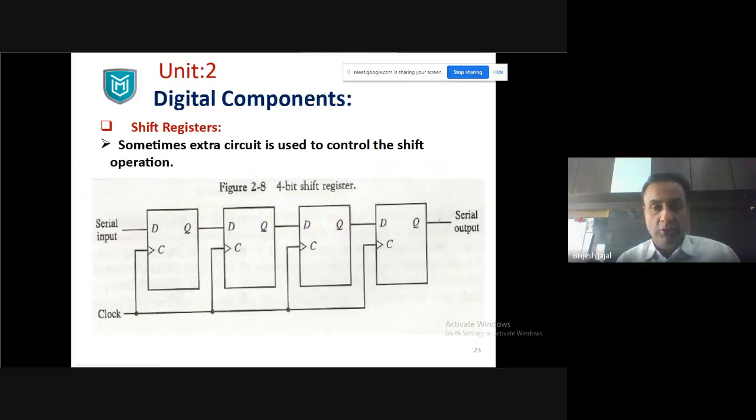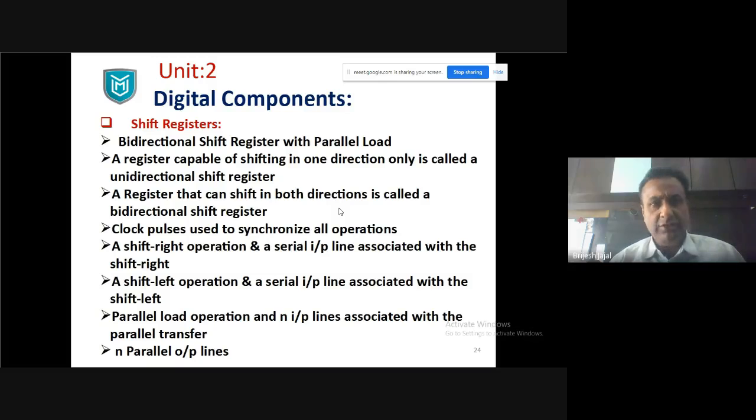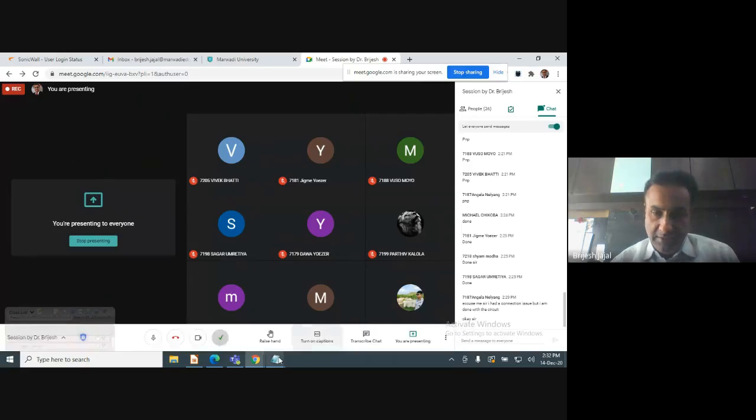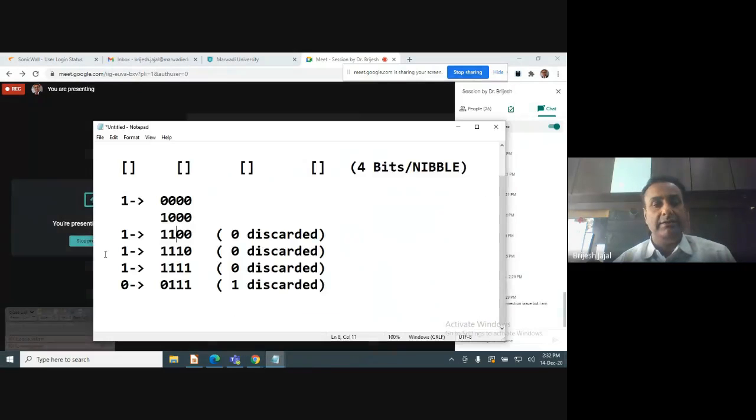Now I'm going to show you the magic here. Why we say that shifting is required. This is an example of a 4-bit shift register. Where do we use this? Let me show you where we are using shift registers. I will show with a proof before moving to shift left and right.